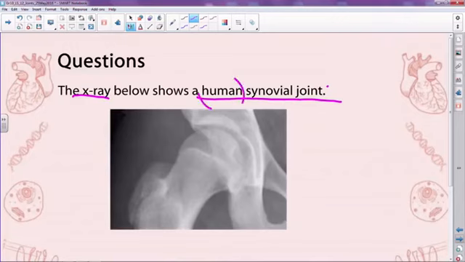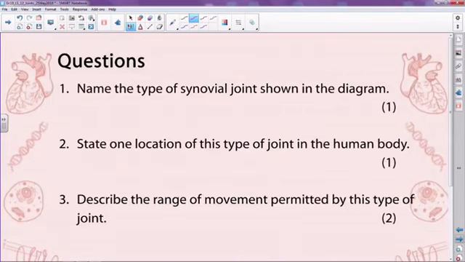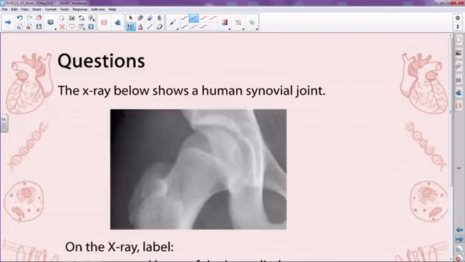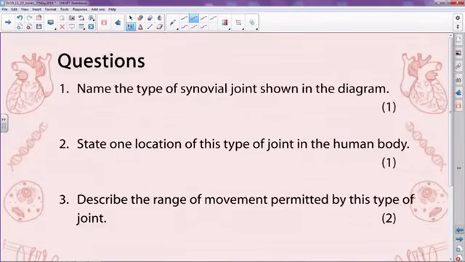Now having a look at that, you need to be able to identify what bones they are actually asking for. Okay, so the first thing we said, question number 1: name the type of synovial joint drawn in the diagram. Right, so let's go back there, name the type of synovial joint.